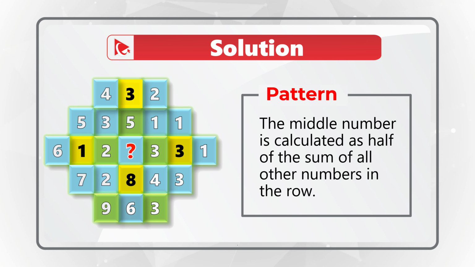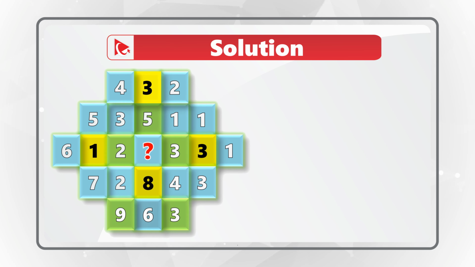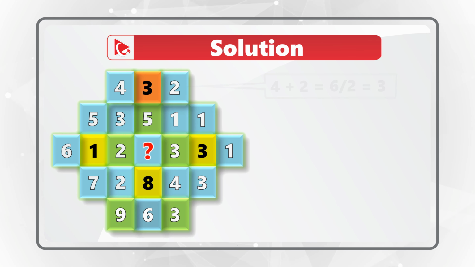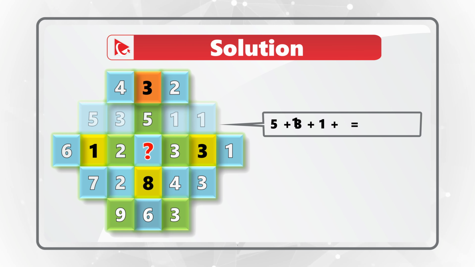Let's look at the example in the first row. Number 3 in the middle in the yellow box is calculated as 4 plus 2, which is 6, divided by 2. The end result equals 3. Same way, the result is calculated in the second row from the top. 5 plus 3 plus 1 plus 1 equals 10, and 10 divided by 2 equals 5, and you see 5 in the middle in the green box.